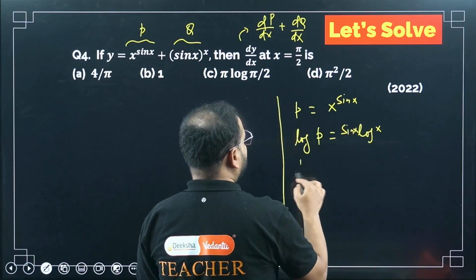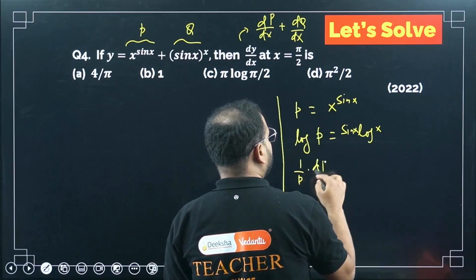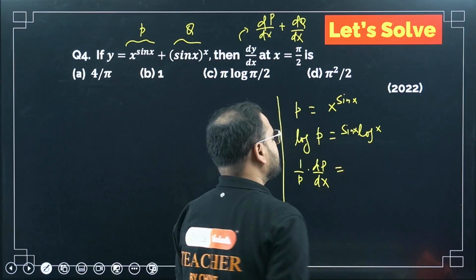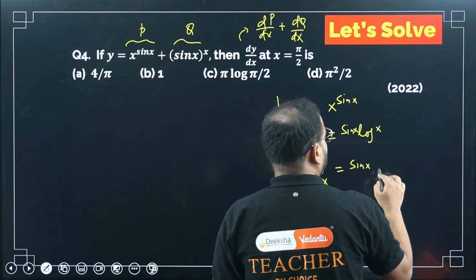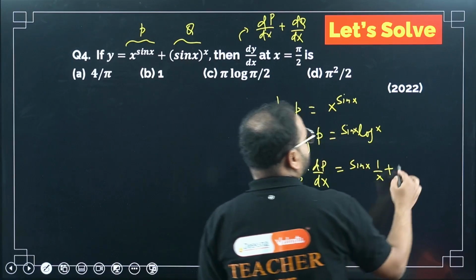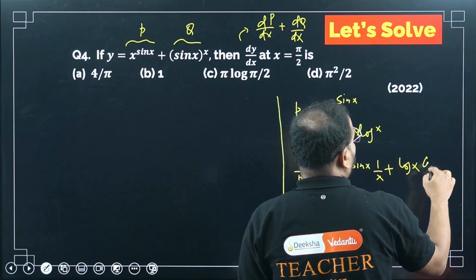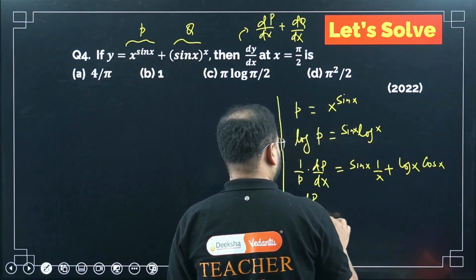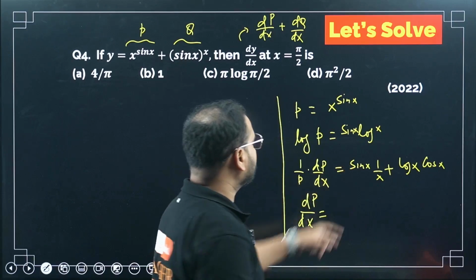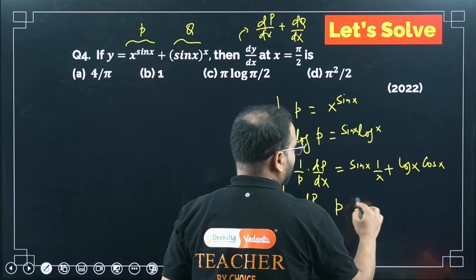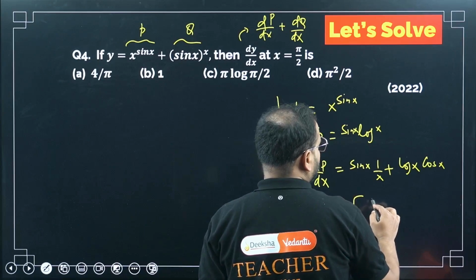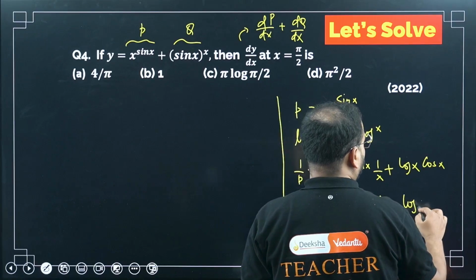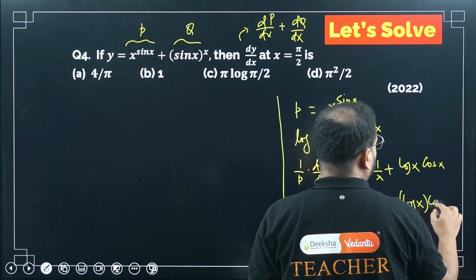It will become 1 by p dp by dx. That's what we are looking to find. And next, I have to use the product rule. So keep sin x as it is. It will become 1 by x, and then for the next term, keep log x as it is and write cos x. So what do I have? I have dp by dx equals, p will go over here. So p times what? Simply sin x by x plus log x times cos x.